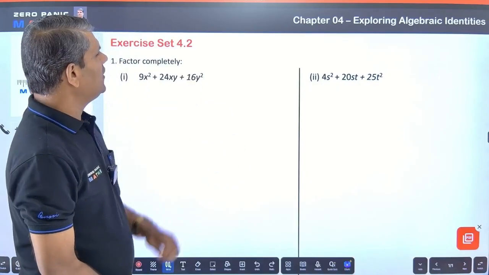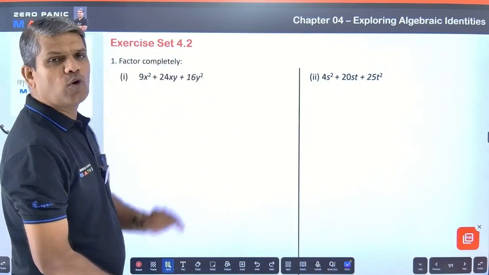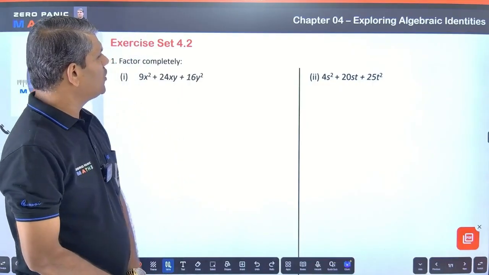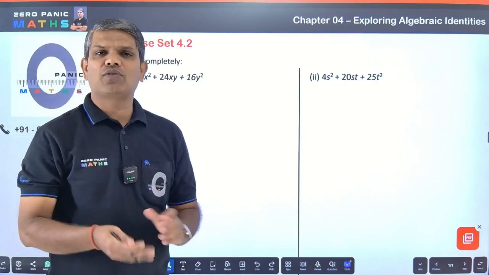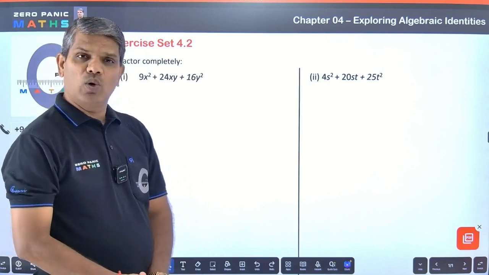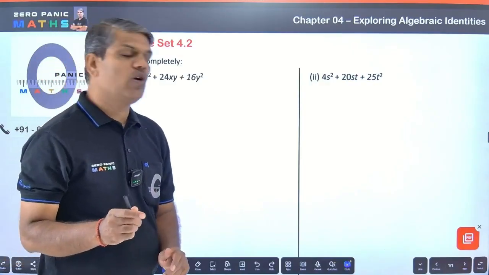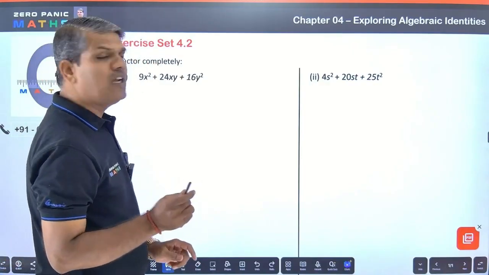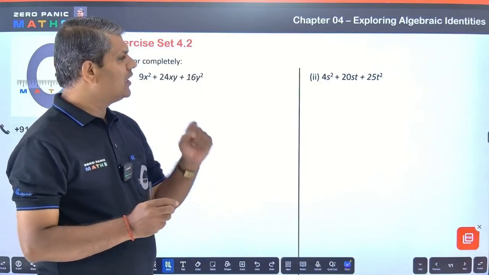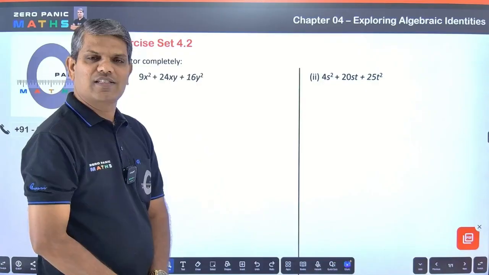Okay, in today's session, let us continue our discussion on the problems of exercise set 4.2. In the previous session, we have seen exercise set 4.1 and also, as part of the introduction, we have seen the two important identities, a plus b whole square and a minus b whole square. If you have not watched that video, you should watch it, because the identities discussed in the previous session are required here to resolve this exercise set 4.2.